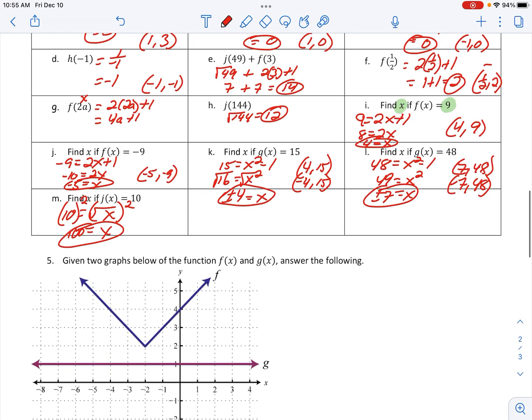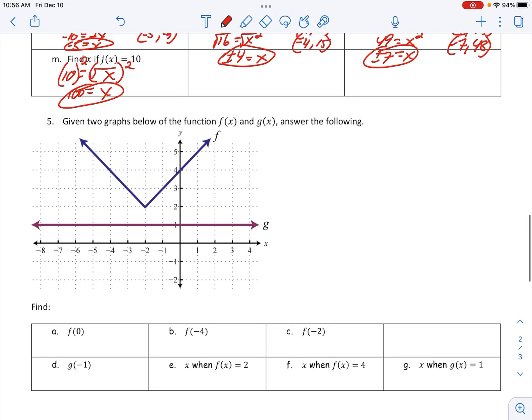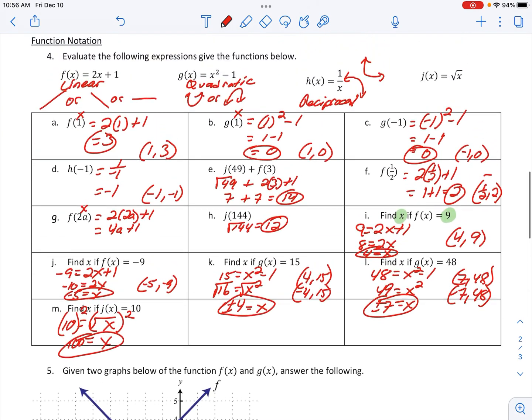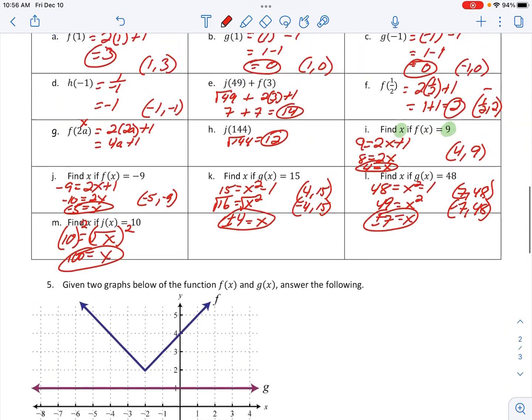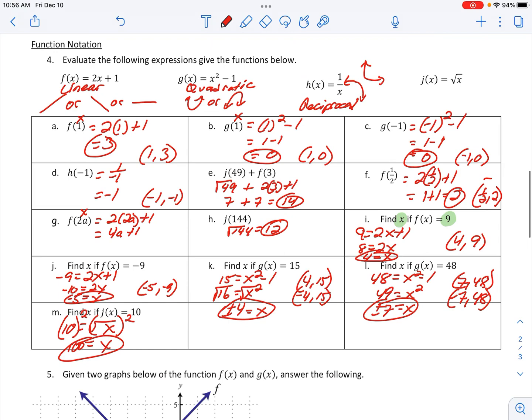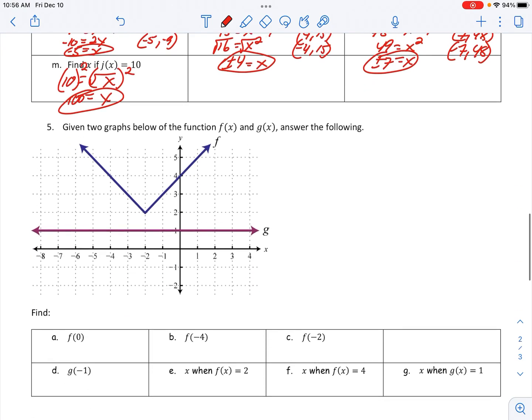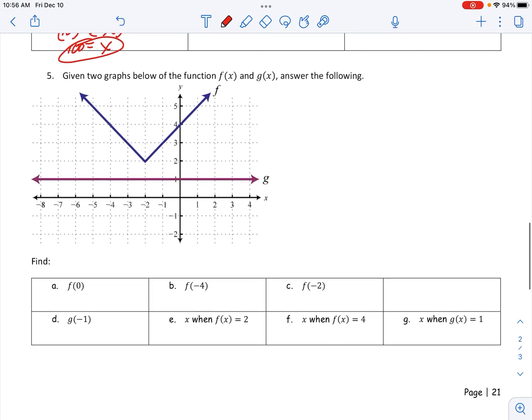Okay, question 5 is very similar to question 4. The difference is on 5, I give you the graphs, but not the actual functions themselves. So a graph is a function, it's just I do not give you the correlating equation to go with it. So how do we answer, say, question 5 here?